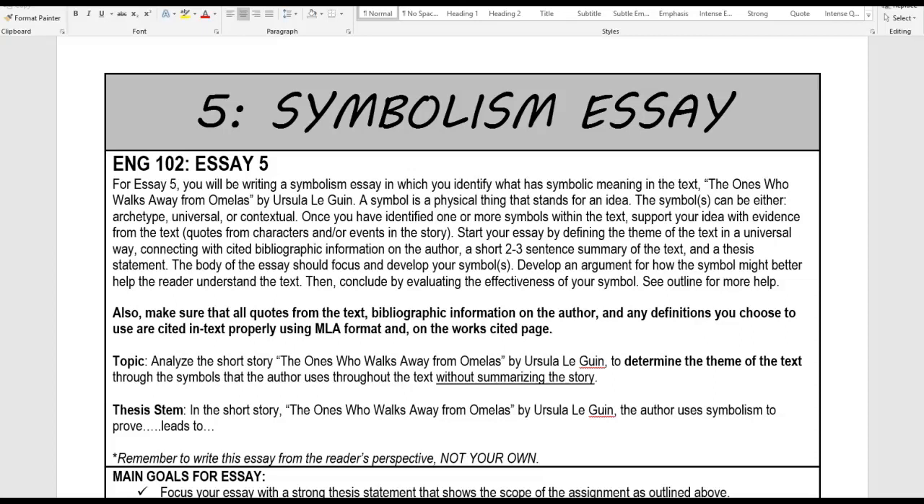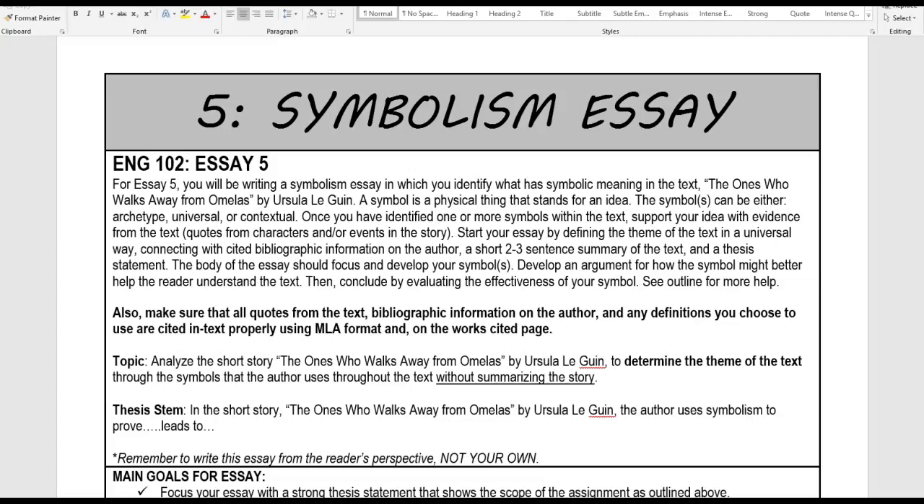The body of the essay should focus and develop your symbols. Now, you can either decide to do one symbol, one thing that's represented 3 ways in the text, or, the easier thing to do, is to find 3 different symbols and tell me what those symbols represent. You will develop an argument for how the symbol might better help the reader understand the text.